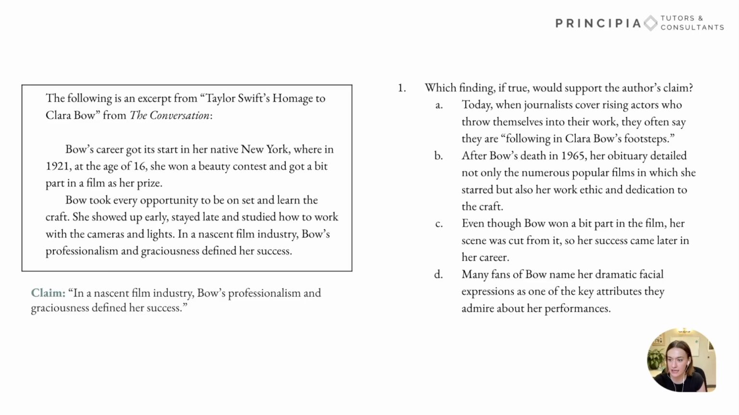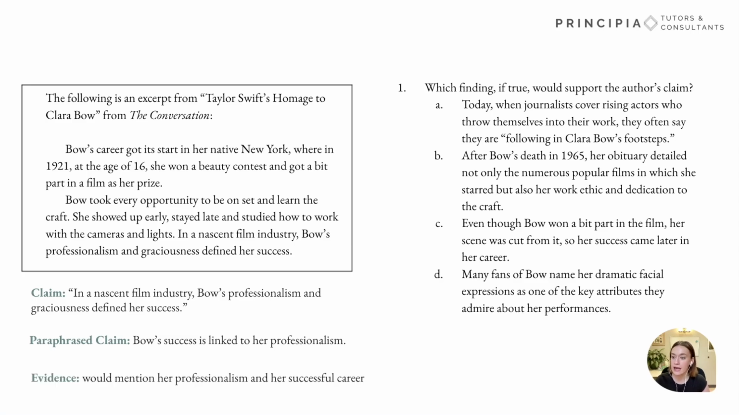Okay, so now that we've identified it, let's paraphrase it. So I'd paraphrase this to say, Bow's success is linked to her professionalism. So when I'm thinking about evidence, we're going to need evidence that would mention her professionalism and her successful career. So we need both of those elements. So let's look at our answer choices.